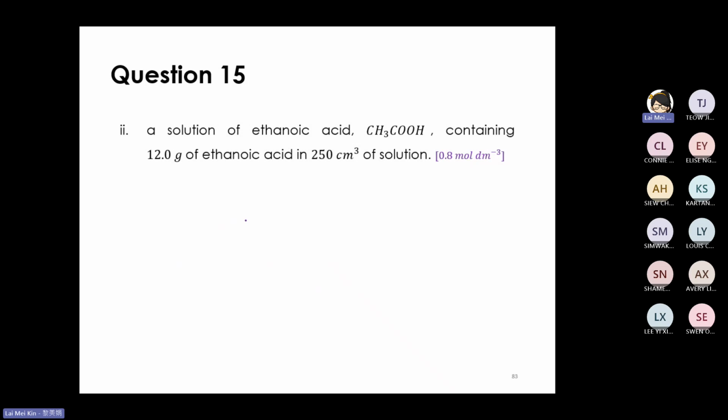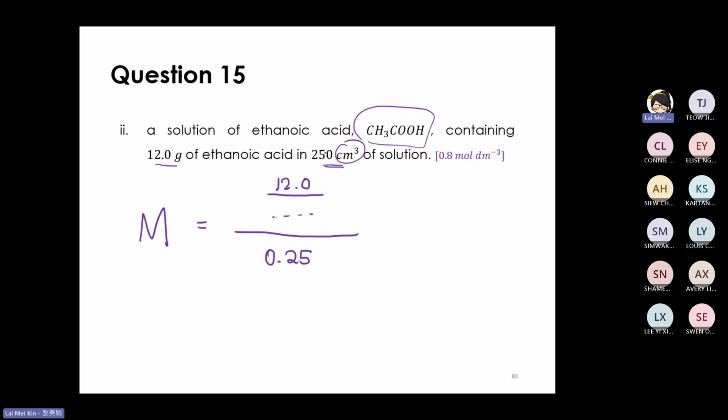Next, slightly longer. I have a solution of ethanoic acid. The formulas are given to you. I have 12 grams of ethanoic acid in 250 centimeter cube of solution. So again, number of mole, this one I allow you to calculate, divided by volume. So volume is 0.25. Again, change to decimeter cube. So what do you get? 0.8. Mole per decimeter cube.